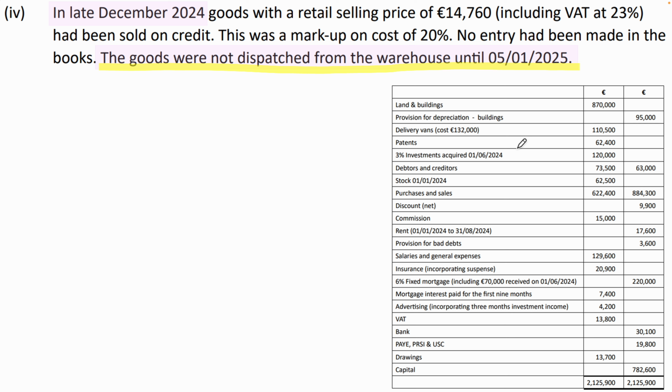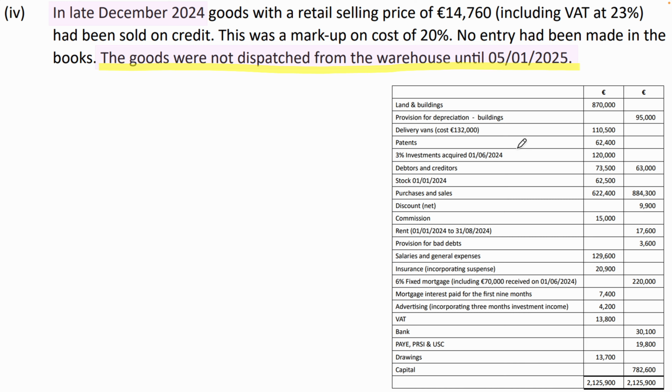And the answer is yes, it does affect your closing stock, because the goods were sold in late December 2024. So it doesn't matter that they weren't dispatched, that they weren't sent out from the warehouse until the 5th of January. It doesn't matter when they were sent to the customer. They were sold in late December 2024. So therefore we have to attribute it to 2024's closing stock because it was in late December. If it just said during the year, but had no link to late December or the 31st of the 12th, it would just be purchases, it would not be closing stock. But because it says late December 24, it is closing stock.